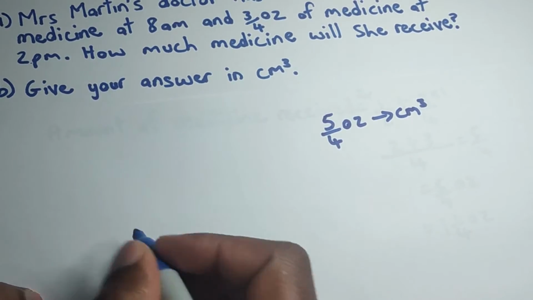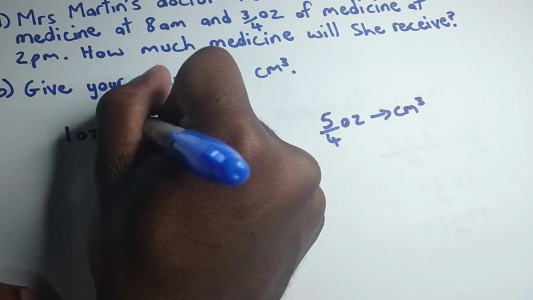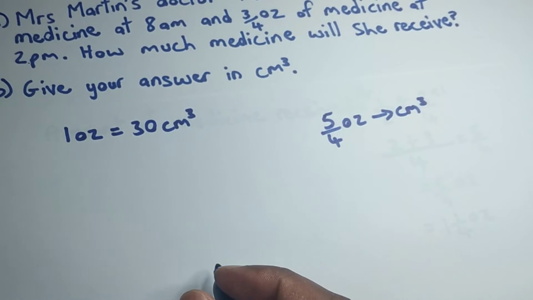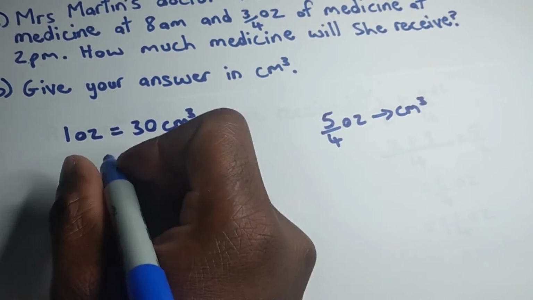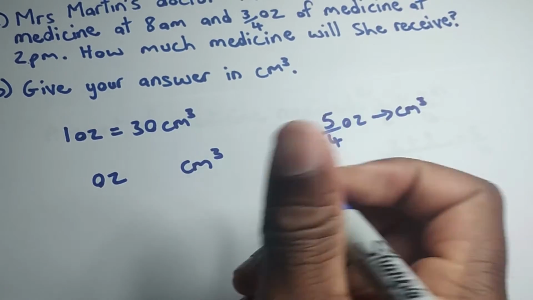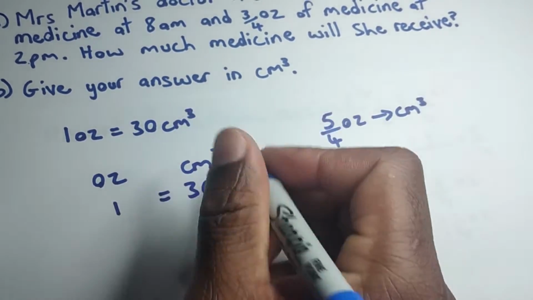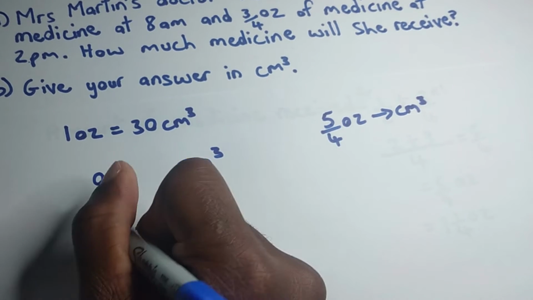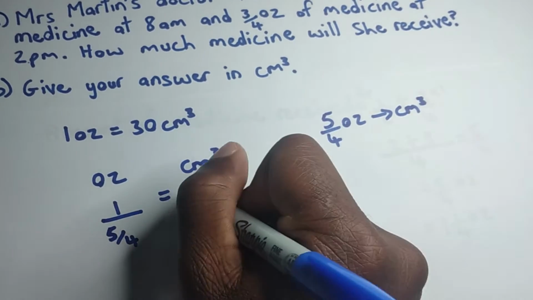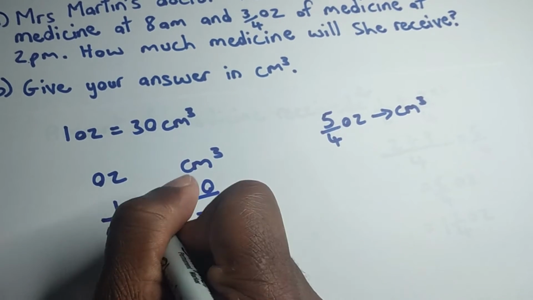Now, the conversion from ounce to centimeter cube is 1 ounce is equal to approximately 30 centimeter cube. Now, what we can do to convert this is to set up a proportion with ounce and centimeter cube, or cubic centimeter. So 1 ounce is equal to 30 centimeter cube. And we want to know the equivalent of 5 over 4 ounce in centimeter cube. So this we don't know as yet.